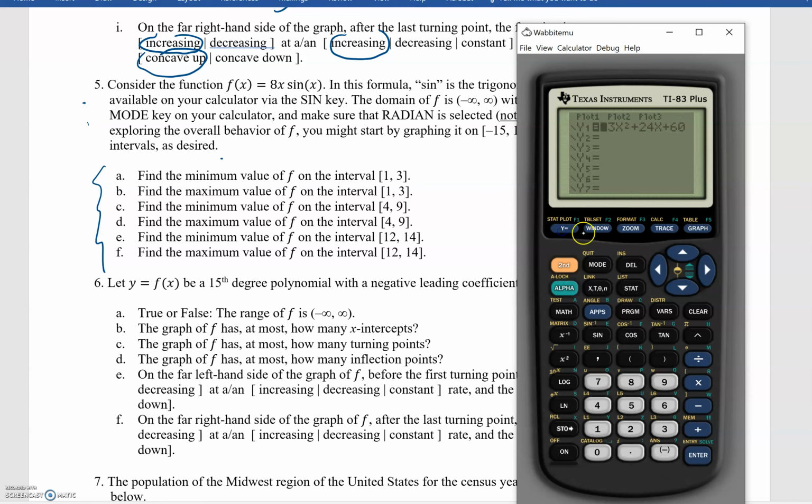So we actually already did, I guess, didn't we? Or did we? I can't remember. I guess we didn't. We're graphing 8x sine x. Okay, and I'm going to graph this from minus 15 to positive 15, as the problem suggests, just to get a handle on what in the world I'm looking at here. And I'll do zoom fit with that.